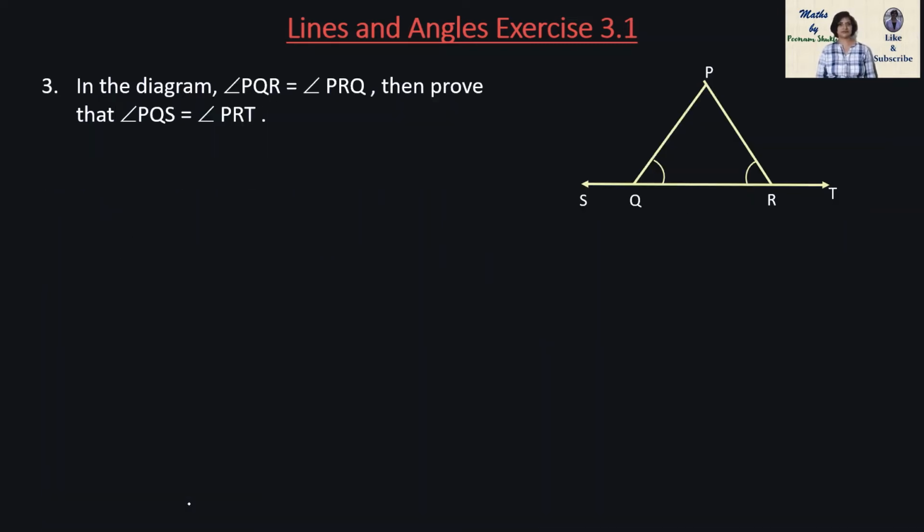In next question. Next question is, in the diagram, angle PQR equals angle PRQ. So angle PQR given, angle PQR equals angle PRQ, these two are equal. We can write in that way if these are equal. Then prove that angle PQS, means this angle, and this angle are equal, PRT. So for that, again, we will do one thing.